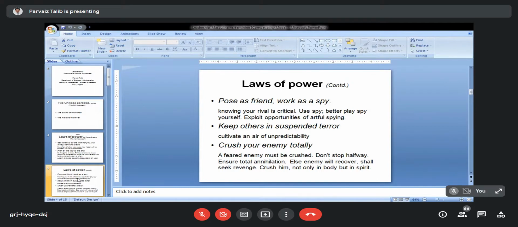Isn't it? So likewise, this parable says that keep others in suspended terror. Another law in this regard says crush your enemy totally.